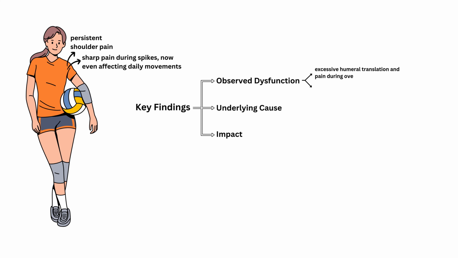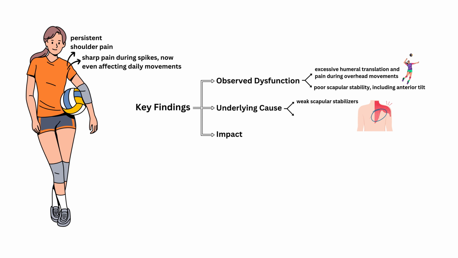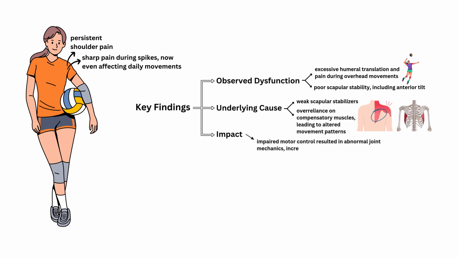Excessive humeral translation and pain during overhead movements. Poor scapular stability, including anterior tilt and limited upward rotation. Weak scapular stabilizers, specifically the lower trapezius and serratus anterior. Over-reliance on compensatory muscles, leading to altered movement patterns. Impaired motor control resulted in abnormal joint mechanics, increasing strain on the rotator cuff and shoulder joint.